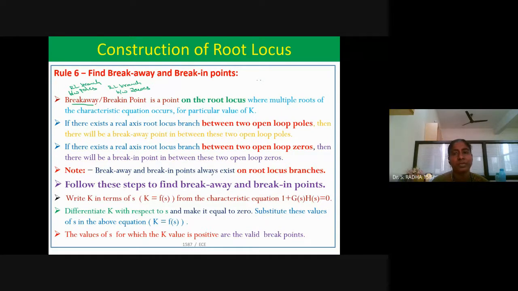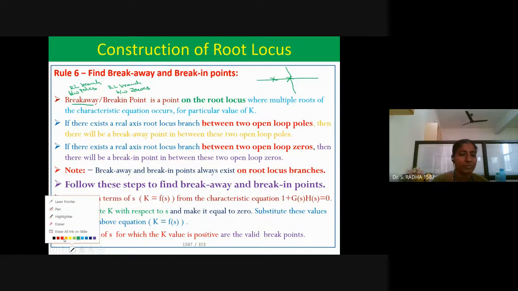Okay, for example, this is the x-axis, y-axis. Two poles are present here. If we draw the root locus branch, this will be part of the root locus because on its right there are an odd number of poles plus zeros. One branch will start from this pole, another branch will start from the other pole. Two branches are coming towards each other.